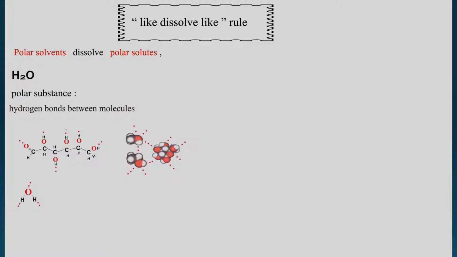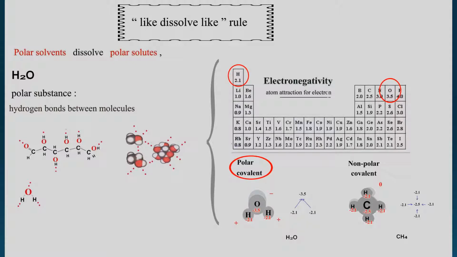Polar solvent can dissolve polar solute. For example, water, H2O. H2O is a polar substance and it forms hydrogen bonds between molecules. This statement needs further explanation. This requires you to rethink an early topic, electronegativities causing a polar covalent molecule.